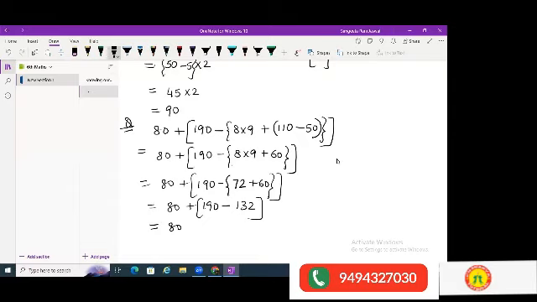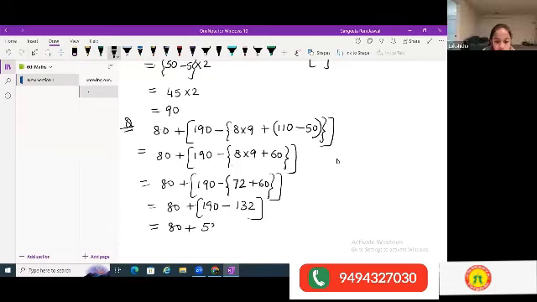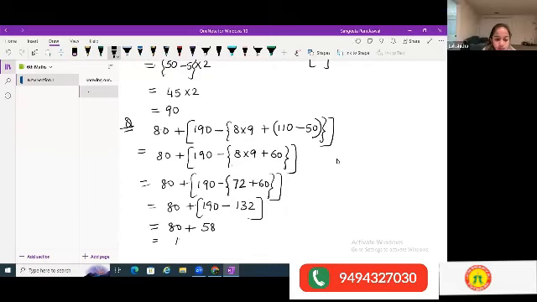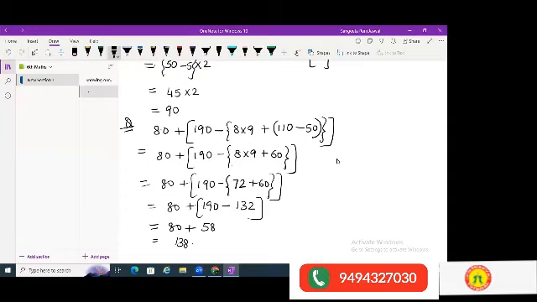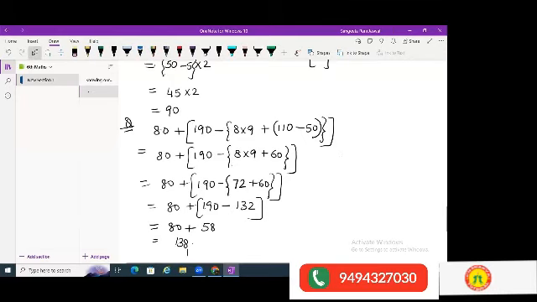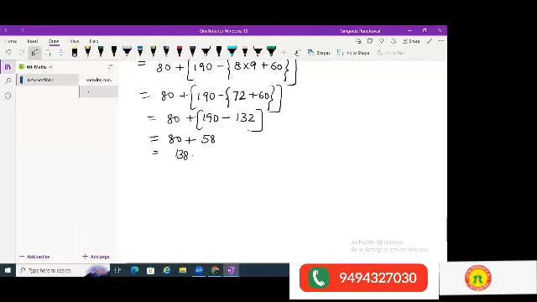Now let's come out of the third bracket. So now 190 minus 132 will be what? 58. Great. Okay, so 80 plus 58 will be what now? 138. Great. Okay. So did you understand this? How do we solve? First we solve the first bracket, then the second one, then the third bracket, and the BODMAS rule. Understood this? Yes, ma'am. Great.